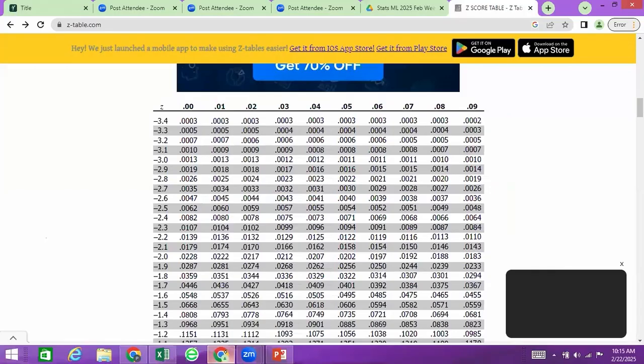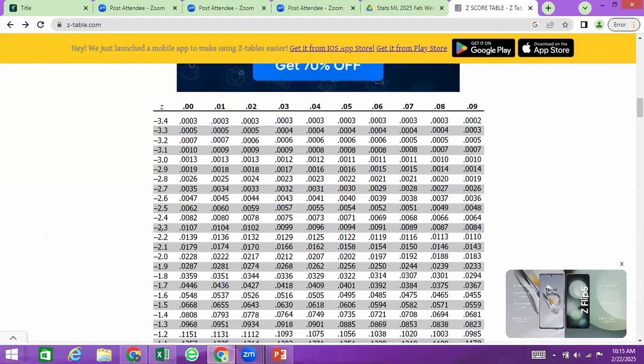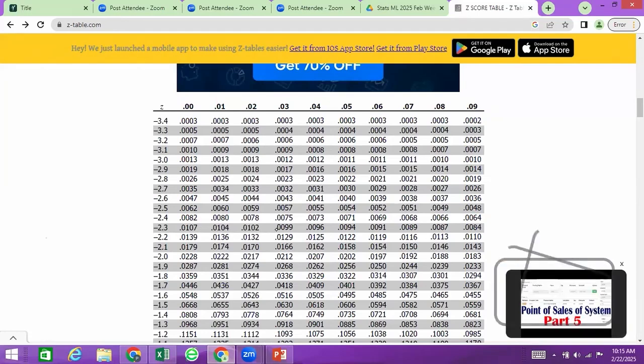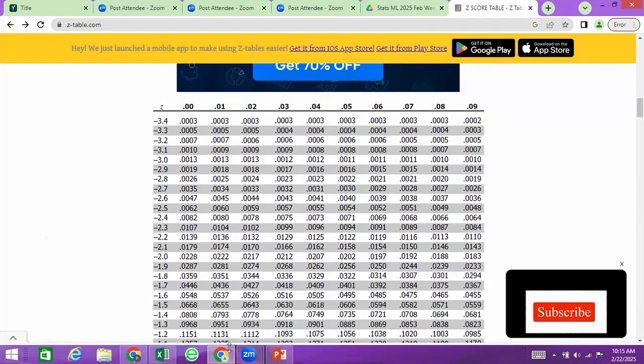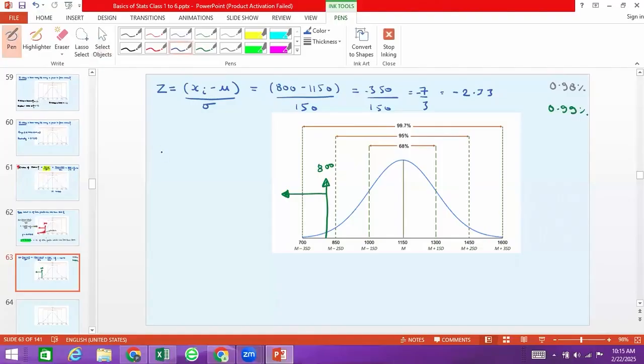So I will go and check for minus 2.33. So this is minus 2.3, minus 2.31, minus 2.32, and minus 2.33. So 0.0099, right? The p value associated with it is 0.0099. So it means that the probability associated with it is 0.99%. What is the 0.99%? It means that 0.99% of data points are less than 800.